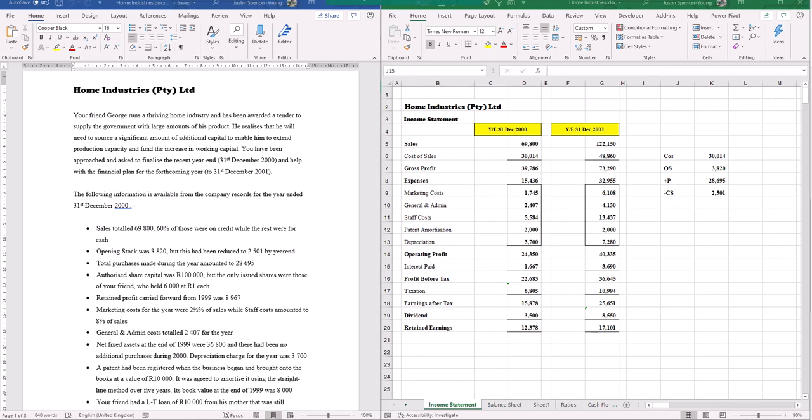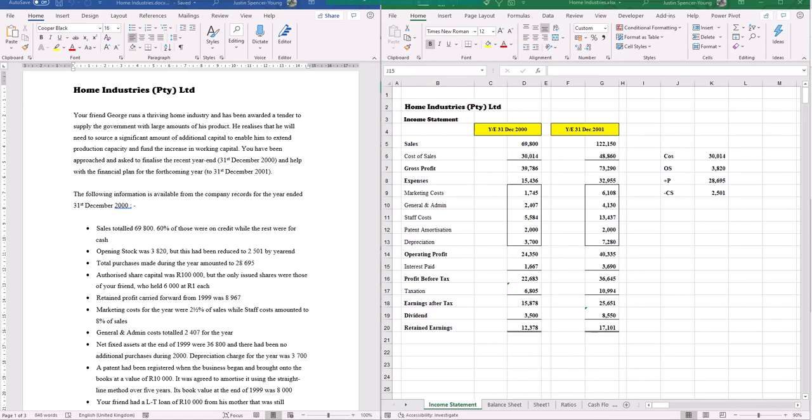Welcome to a review of Home Industries. On the left I have the data and on the right my working spreadsheet. Let's go through the items one by one and see where we put them and how we conclude this.